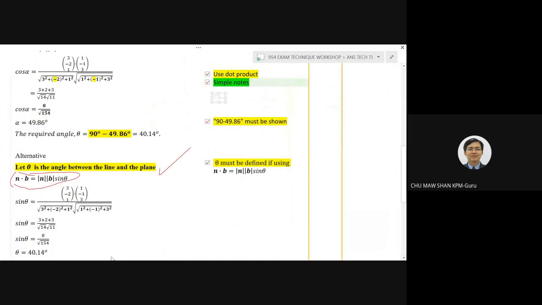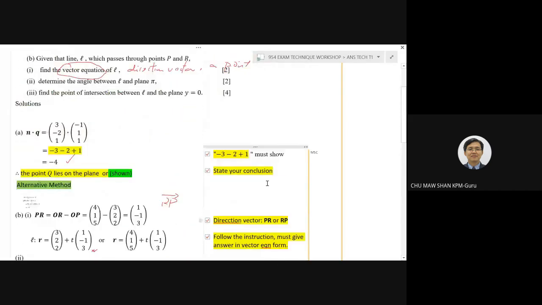So as I say here, theta must be defined if using this formula, because this formula is a modified formula. It's no more a dot product between two vectors. Dot product between two vectors must be in terms of cos. All right.